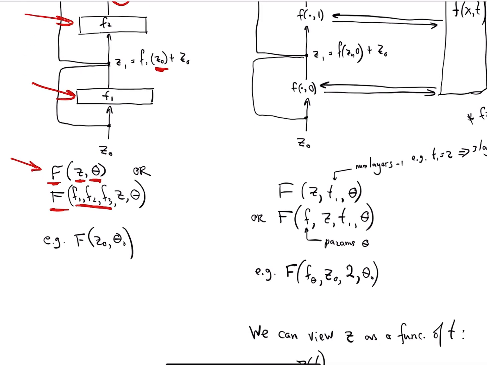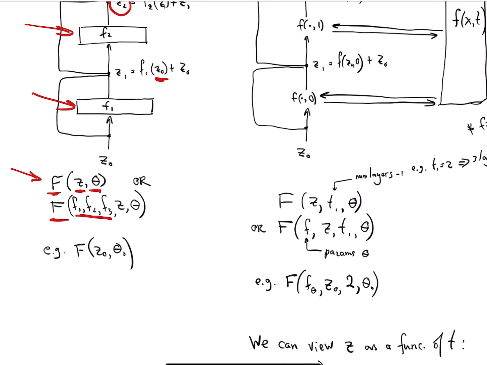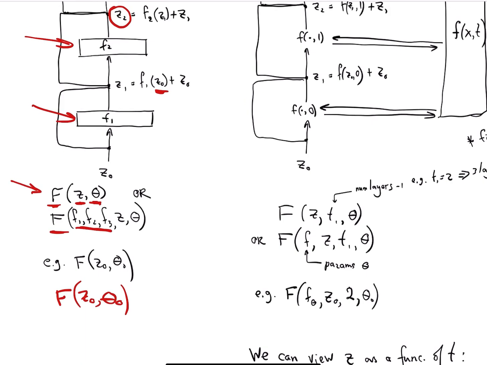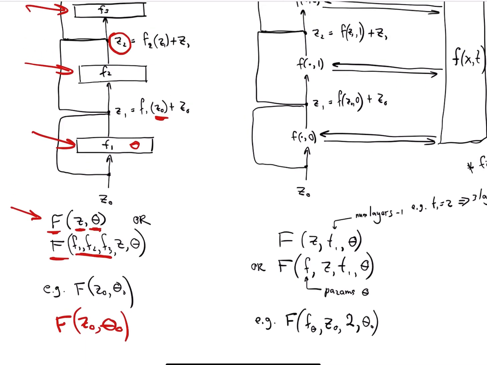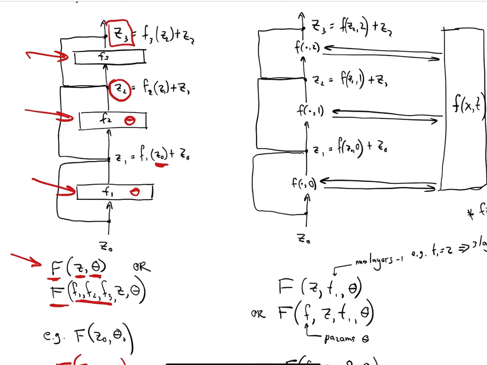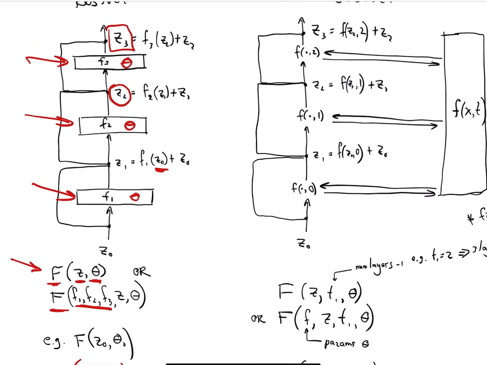Now, if we show an instantiation of this function, if we call this function with some particular input, it's going to be f of z0, and if we start with some initial parameters, those are going to be theta 0. Now, these parameters are the parameters at each layer of this neural network.